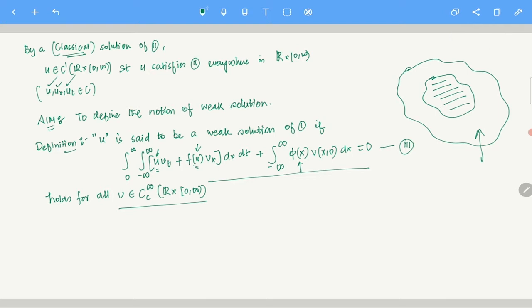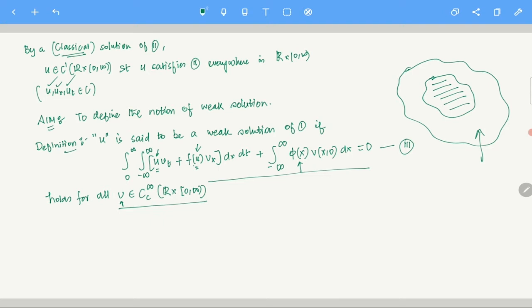Clear? u is said to be a weak solution if this happens: the integral from 0 to infinity and minus infinity to infinity of u v_t plus f of u v_x. So you see, all the derivatives are going to the test function v. Since v is infinitely differentiable, you don't have to worry about it. You just put all the derivatives on it, and there is another term which deals with the boundary. If that happens, then that is called a weak solution.